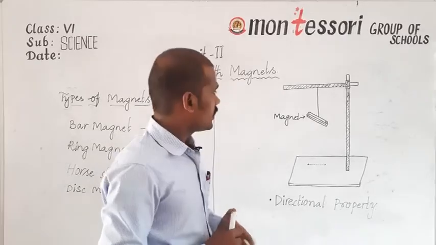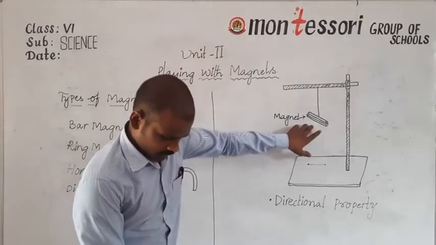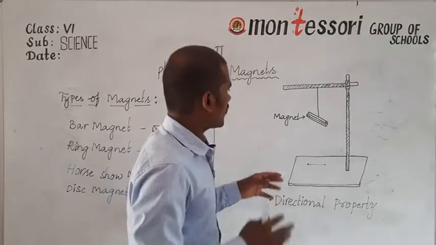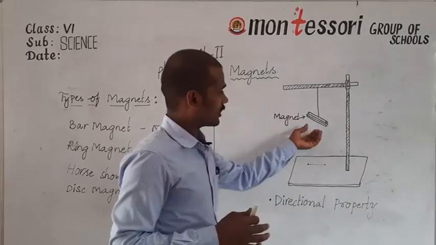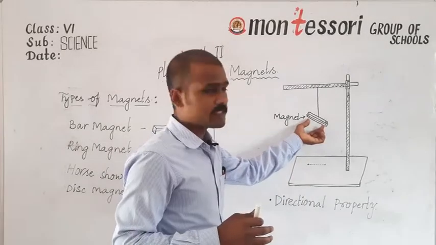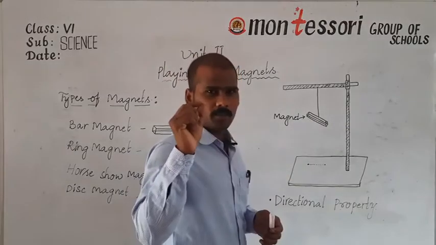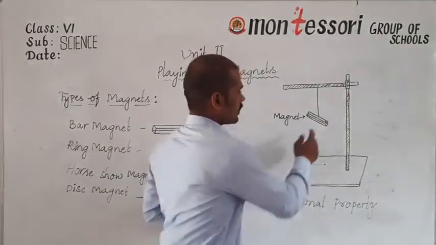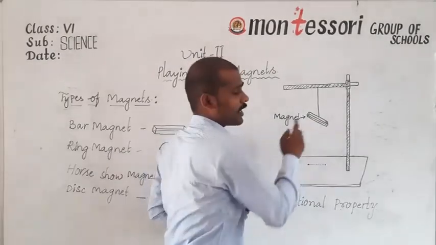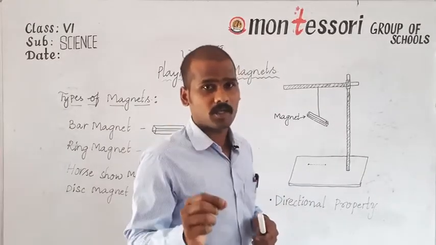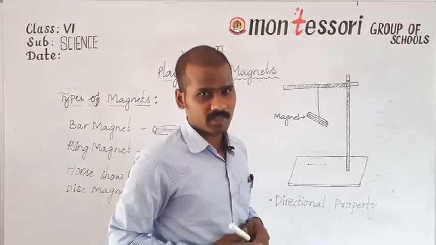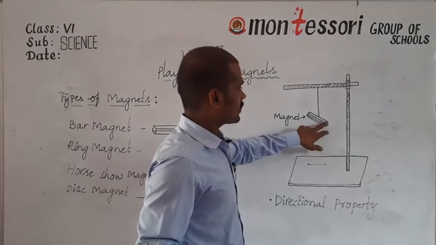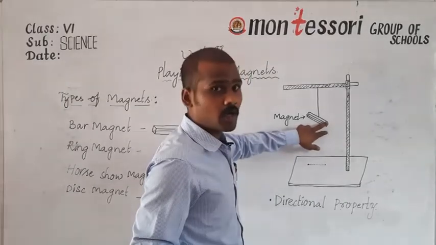Before we hang this magnet onto this stand, we have to put a mark on either of the ends of the magnet. Here I've put the mark on one end of the magnet. It doesn't matter which end we choose. So here I kept the mark on one end of the magnet.